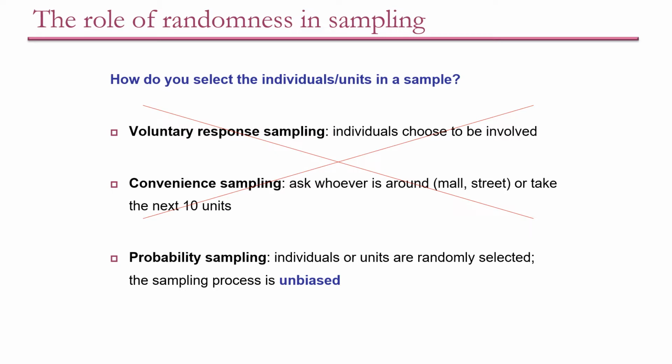Voluntary response sampling is something like the TV program viewer poll. When programs like American Idol ask viewers to call in and vote for their favorite singer, this is an example of a voluntary response sample. Only those who want to call in and be a part of the sample will do it. Not everyone who is watching will call in, and hence this is always biased.